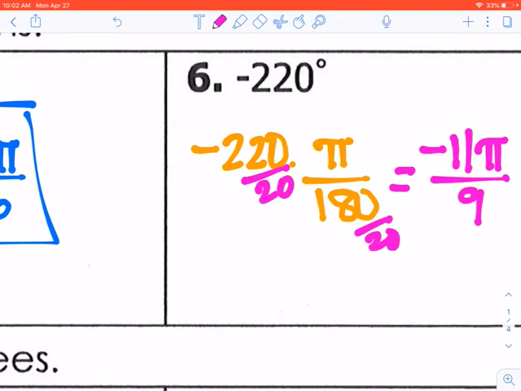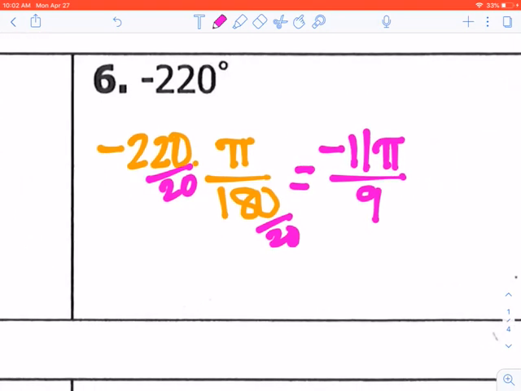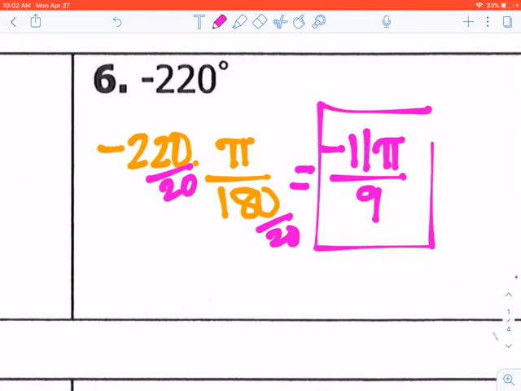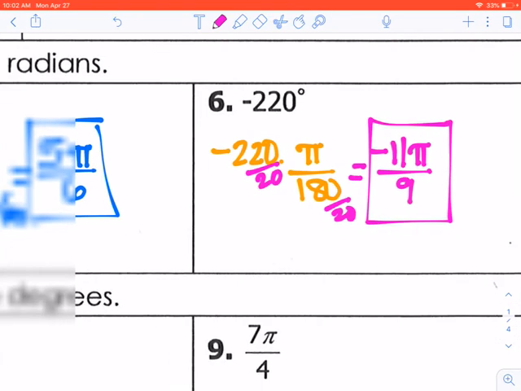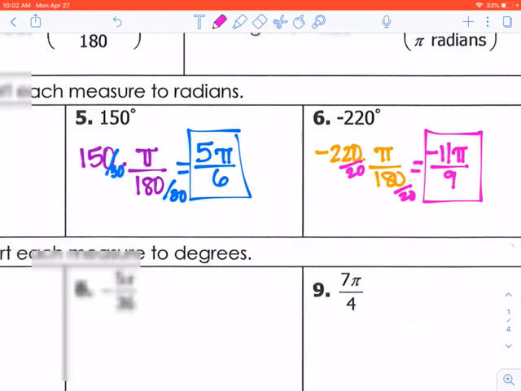Maybe you noticed it divides by 10 or whatever. And you just keep going until you have a completely reduced fraction. Make sure you keep the negative. Okay? It just means it's going in a different direction. All right? And that's a negative 11 pi over 9. So that's going from degrees to radians.